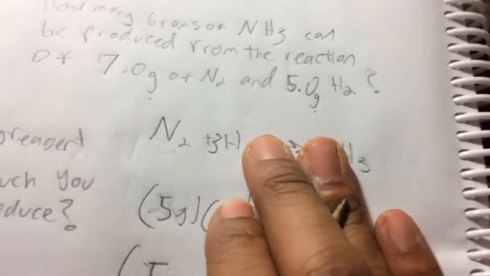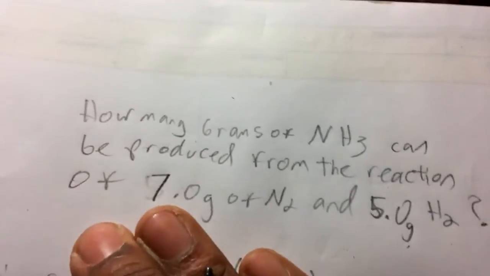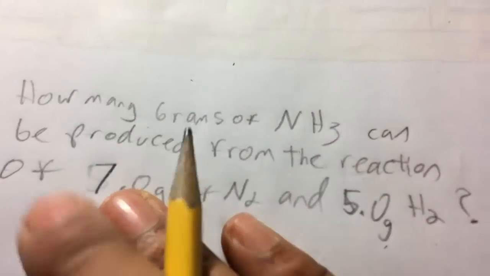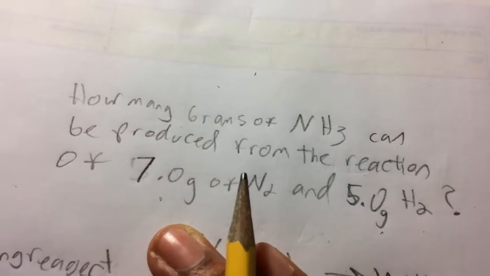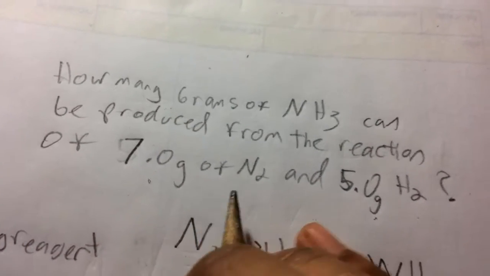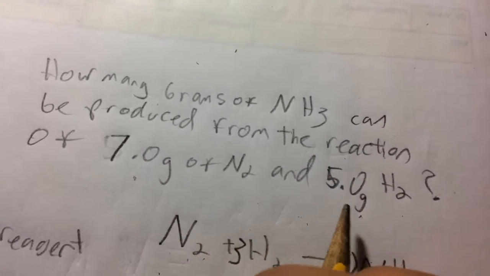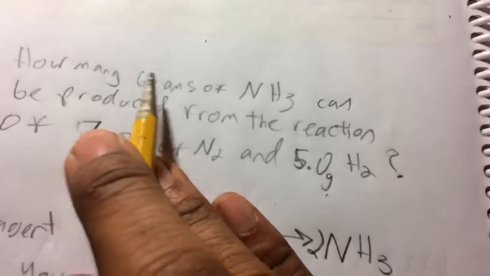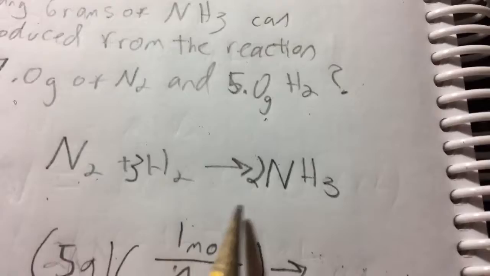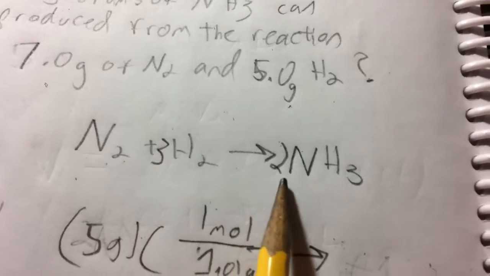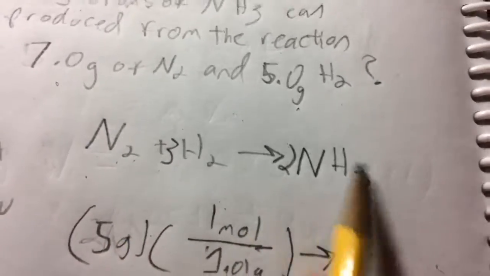Okay, so I'm going to show you how to find theoretical yield. So let's start up here. You're probably going to get a question that looks like this. It says how many grams of NH3 can be produced from the reaction of 7 grams of N2 and 5 grams of H2. It may also just ask you what is the theoretical yield of an equation that looks like this. So your equation should look something like this. I just added in the moles right there, like 2 moles, 3 moles, so that way you can get a better feel.